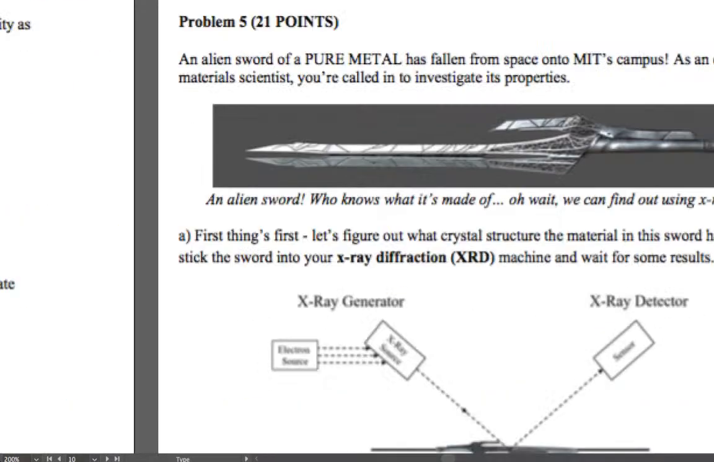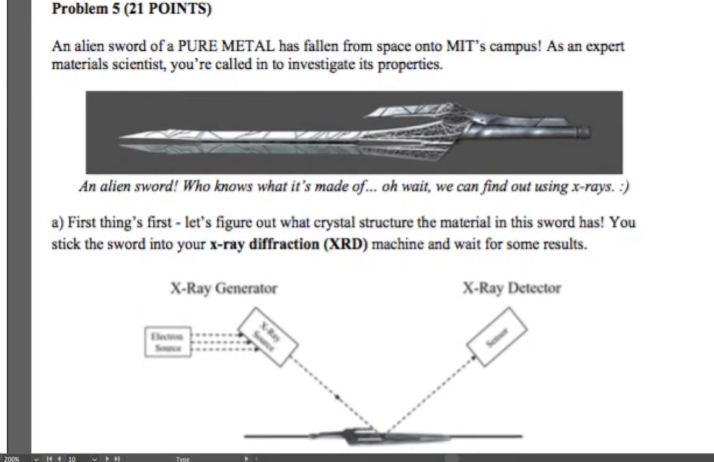Problem 5. An alien sword of pure metal has fallen from space onto MIT's campus. As an expert materials scientist, me? No, obviously I'm not really a great materials scientist, but I know the theories. You are called in to investigate its properties. An alien sword, who knows what it's made of? Oh wait, we can find out using X-rays.